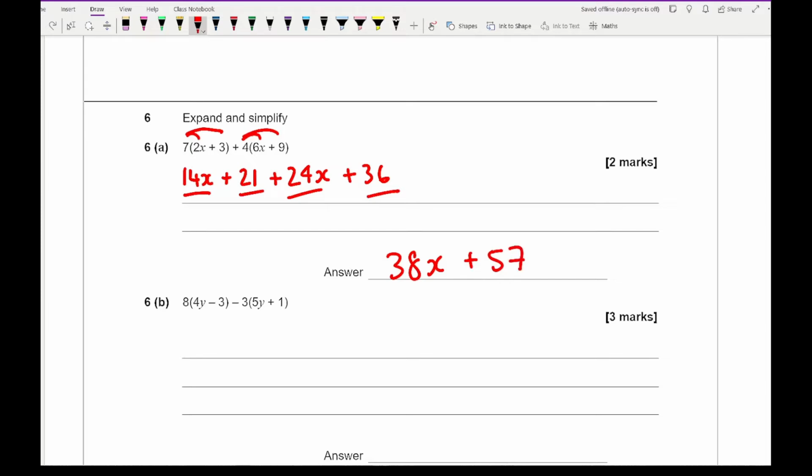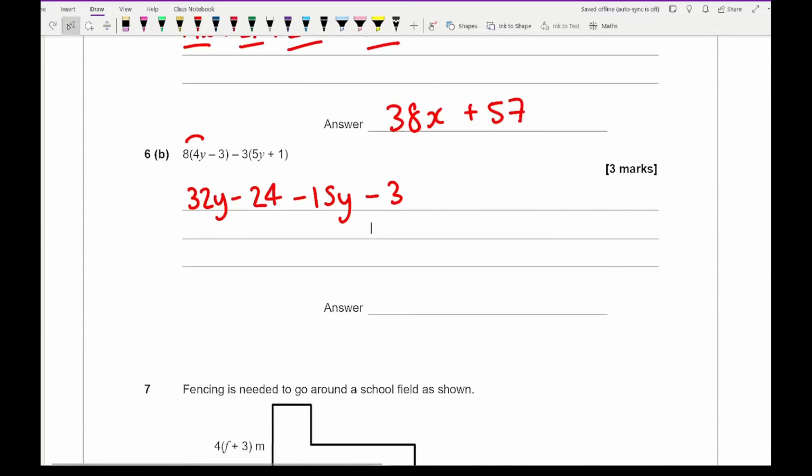Then with 6b, we're going to multiply the brackets. So we've got 32y minus 24 minus 15y minus 3. And then collecting the like terms, I've got 32 minus 15, which is 17y, and minus 24 minus 3, which is 27.